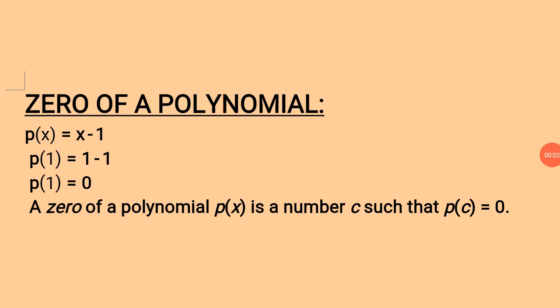Hello children. Let's continue with the same chapter, chapter number 2, polynomials for standard 9. The next topic that we are going to begin with is zero of a polynomial. In the last video we have studied about value of a polynomial, wherein we were substituting a particular value in place of x and we were solving it to get that particular value. Now, here we are going to find out zero of a polynomial.